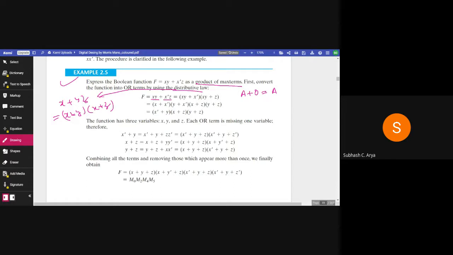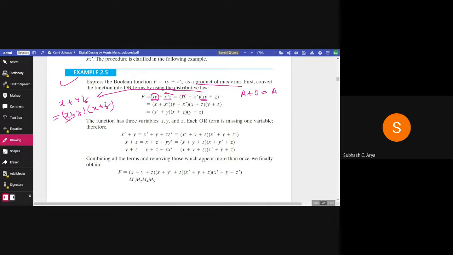So here xy is taken as one variable, and x bar z as another. This is one and another one is there. Now I can expand this. So x plus yz is equal to x plus y into x plus z. Similarly here, xy plus x bar z, I will take xy as one thing, then xy plus x bar multiplied by xy plus z. So this is called distributive law, and through that we can find the missing terms.